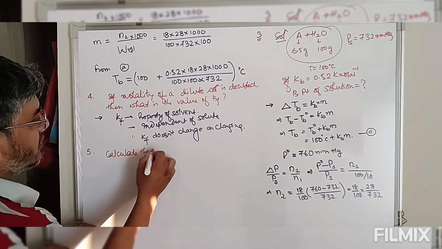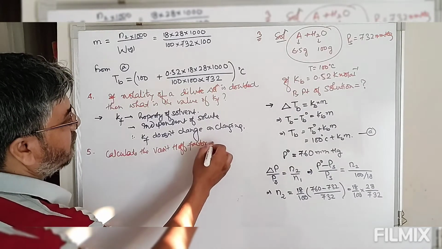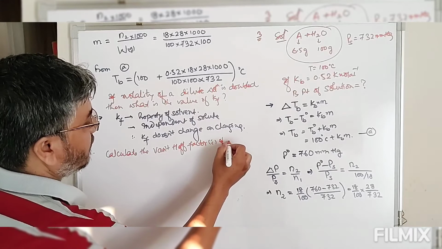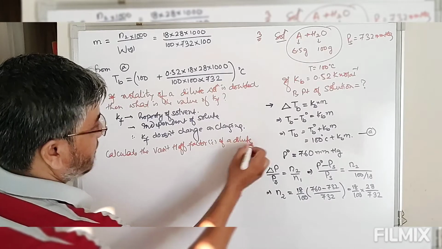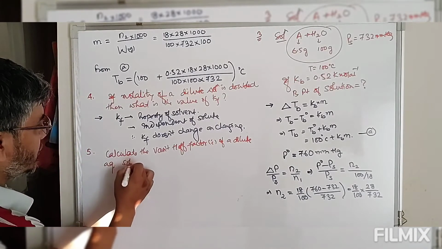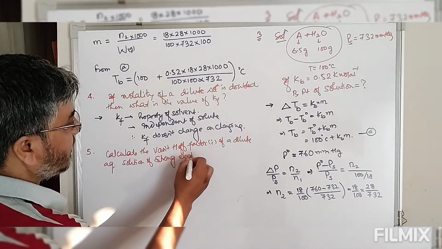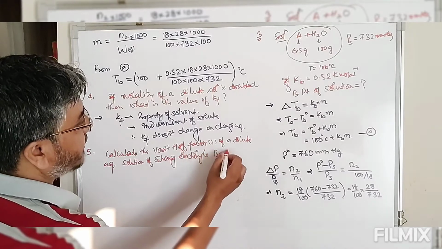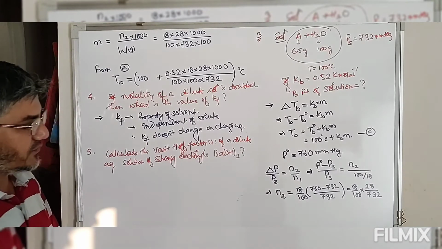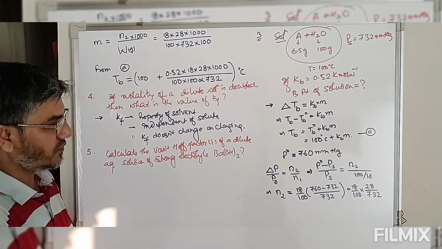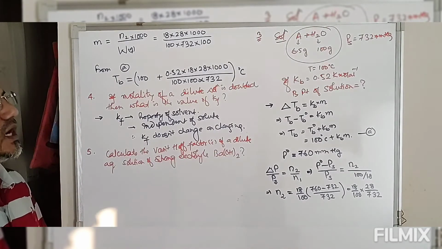Calculate the Van Hoff factor I of a dilute aqueous solution of strong electrolyte barium hydroxide. So the question says we have a dilute solution of strong electrolyte barium hydroxide in water. We have to find the value of Van Hoff factor I.